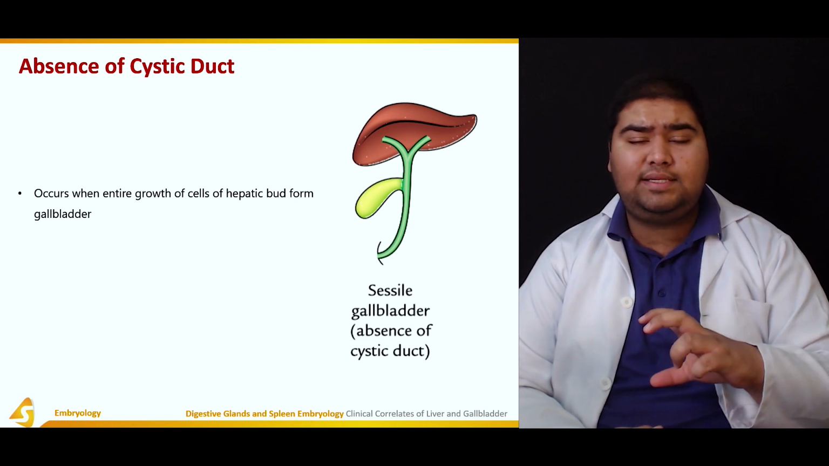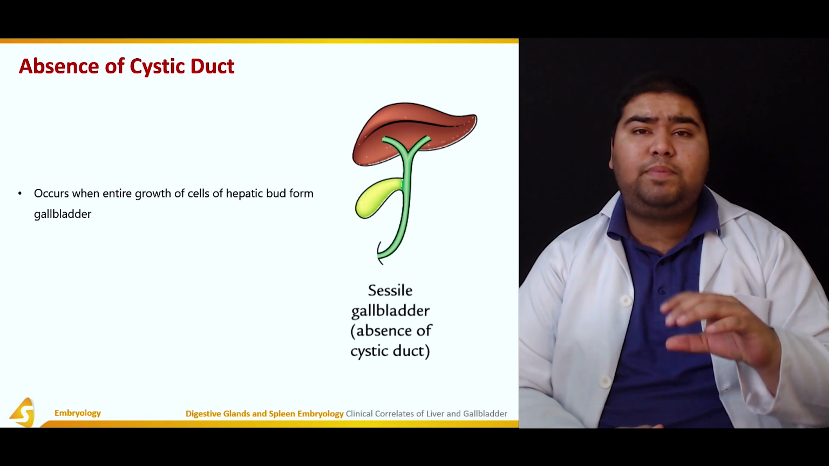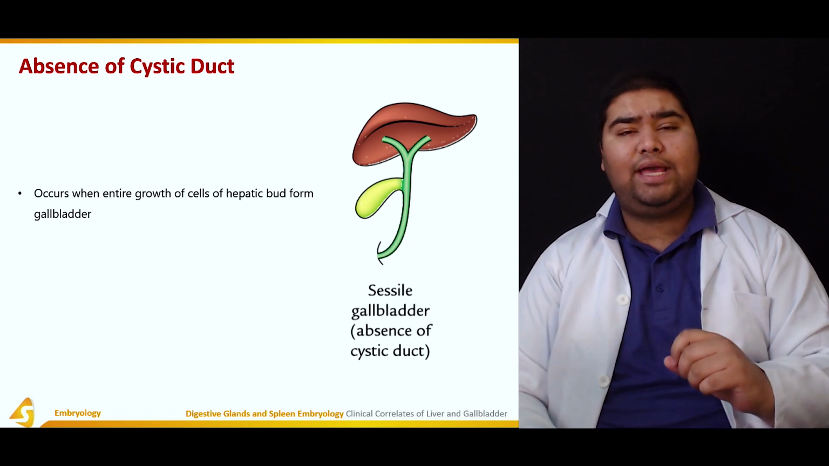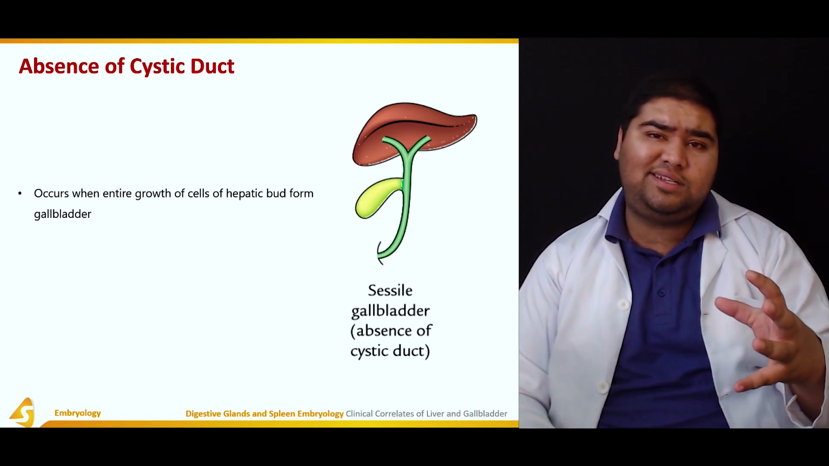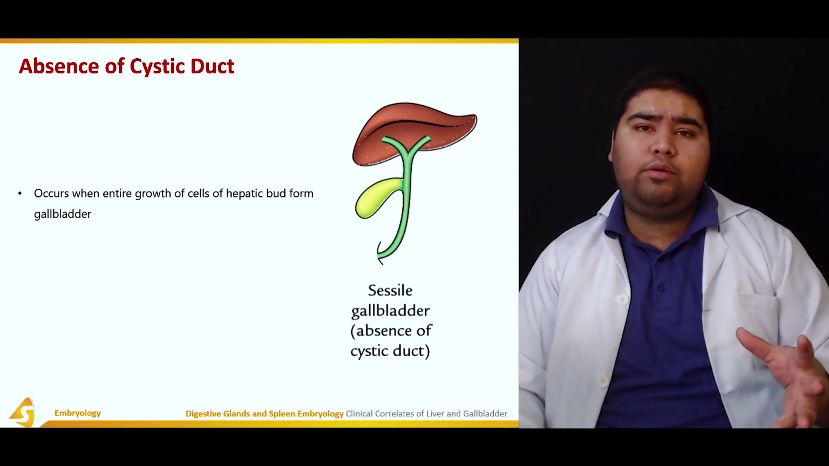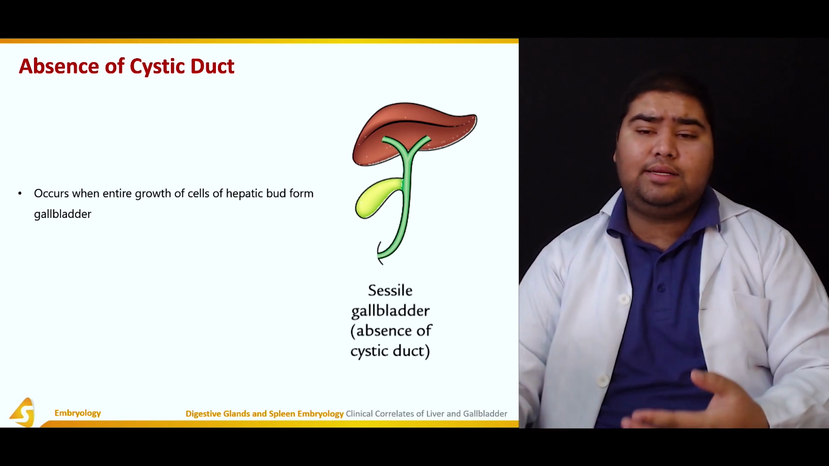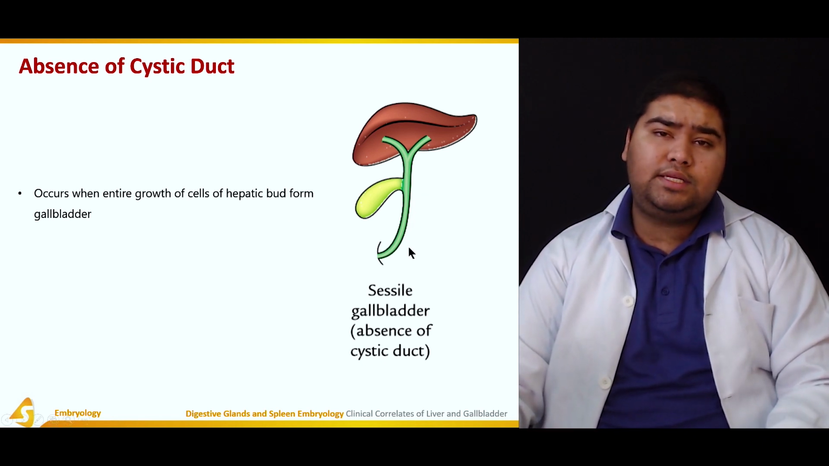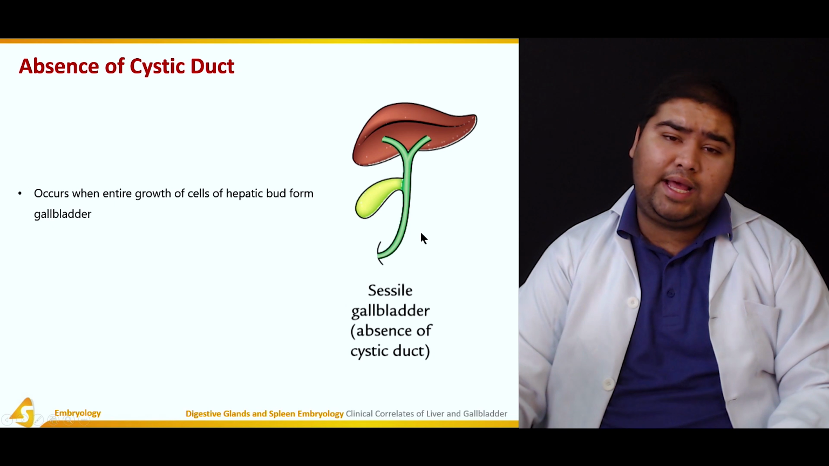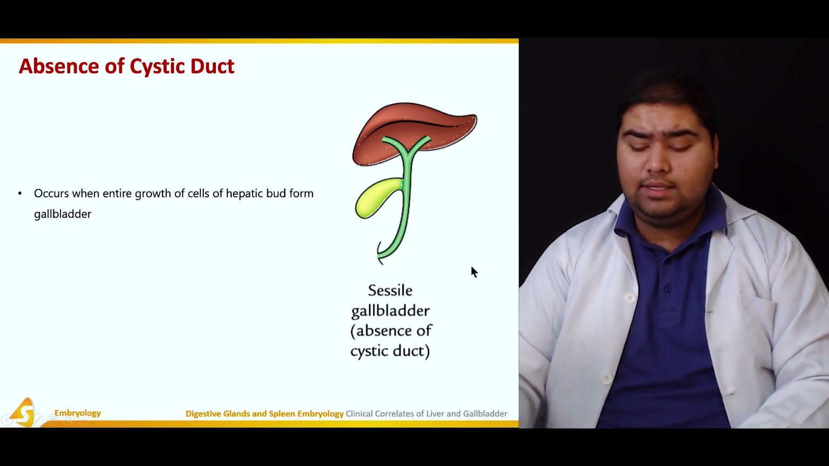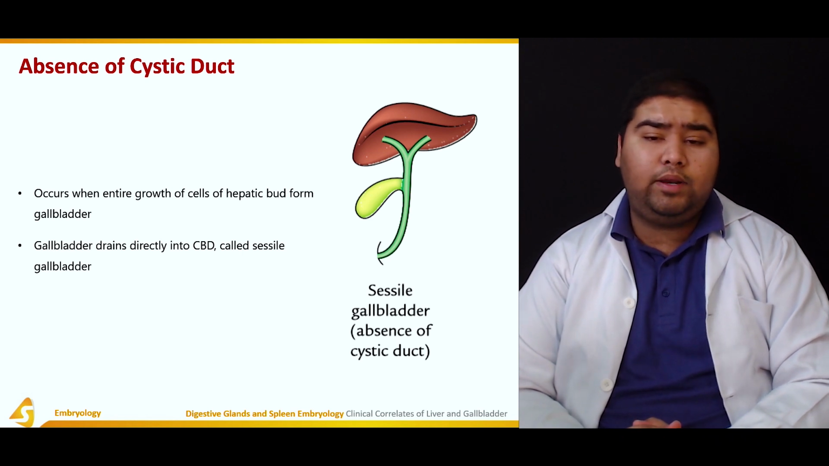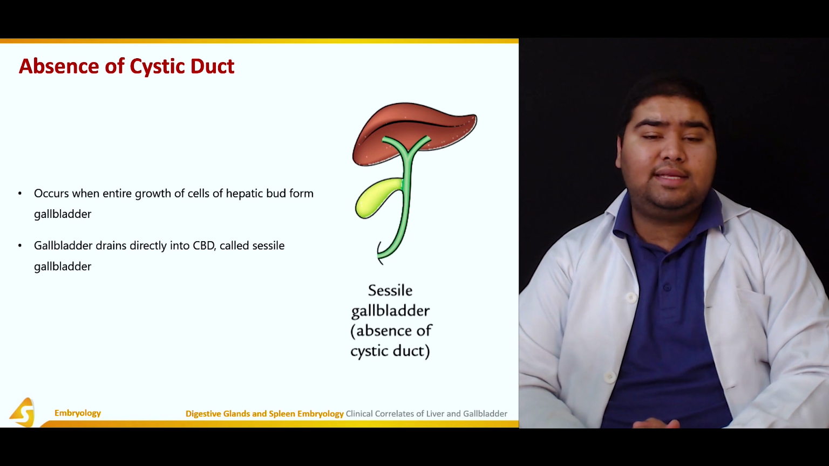There was a pars cystica from the hepatic bud. This pars cystica was responsible for the formation of gallbladder as well as the cystic duct. However, when the entirety of cells of the pars cystica form only the gallbladder and there is no formation of a duct, then the gallbladder is attached directly to the common bile duct as shown in the figure. This is known as absence of cystic duct. The gallbladder is called a sessile gallbladder because it does not have a cystic duct. So the gallbladder drains directly into the common bile duct.